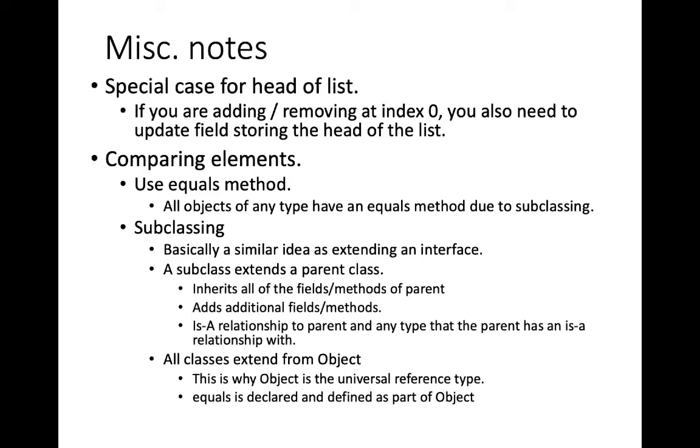When you write your code, you're going to write it as, you know, linked list of T, where T is some type that will be provided at the time that it gets used. But in your code, wherever you need to refer to the type of an element, it's just whatever T is, right? So how do I compare two elements if I don't know what their type is?